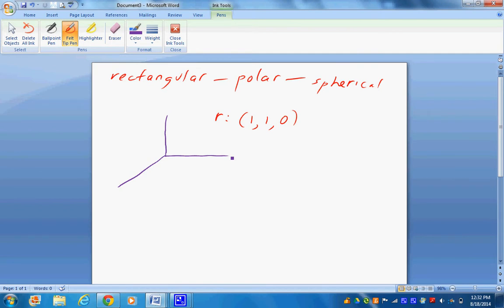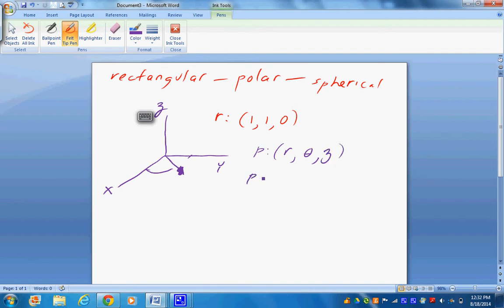So I'm going to start out with rectangular coordinates 1, 1, 0. So I'm picking a point that's in the xy plane, 1, 1, 0. And now I'd like to do it in polar form. Well, for polar, I want r, which is the distance in the xy plane, the length of this vector. Theta, the angle formed off of the x-axis by this vector, and then z. I'm just going to take my z.